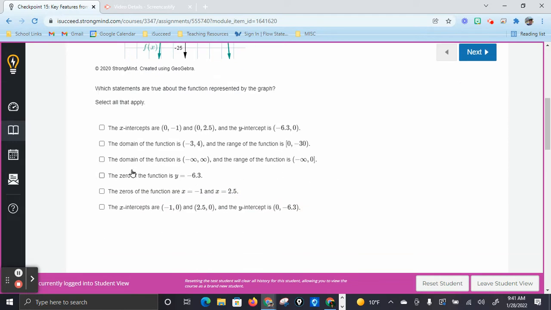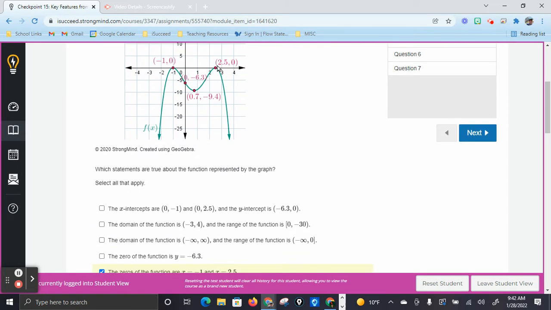So let's see what else it could be. It says the zeros of the function are -1 and 2.5. Zeros are another name for x-intercept, so that is actually true. And then it also says the zero of the function is y. Nope, because zeros are another name for x-intercept, so it would never be a y equals.